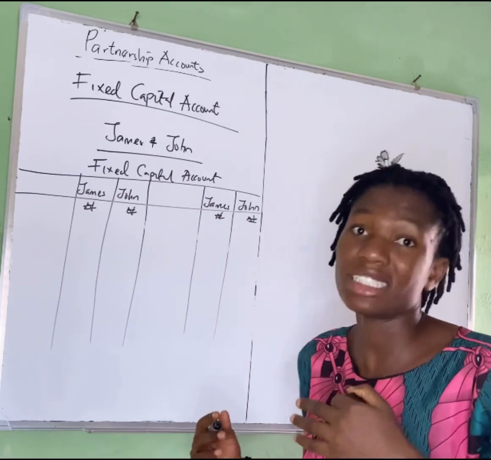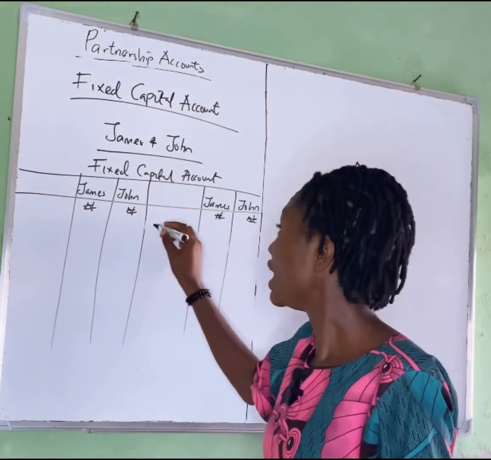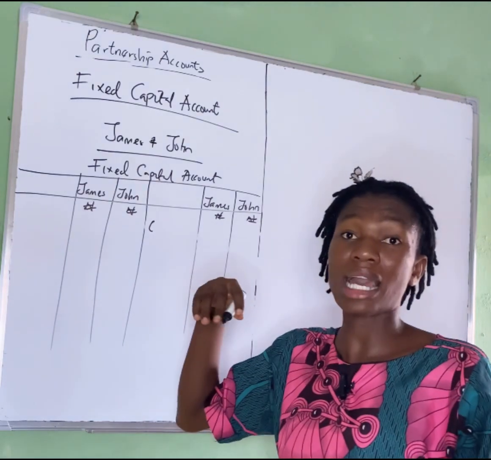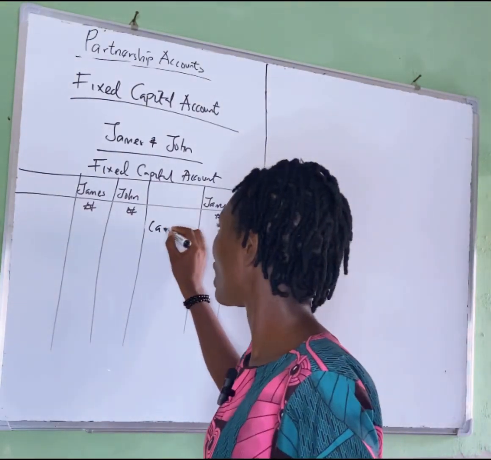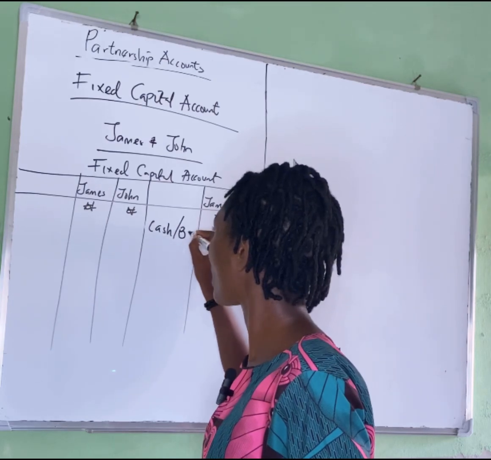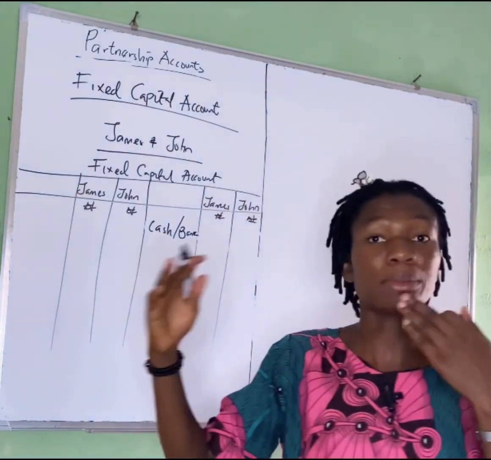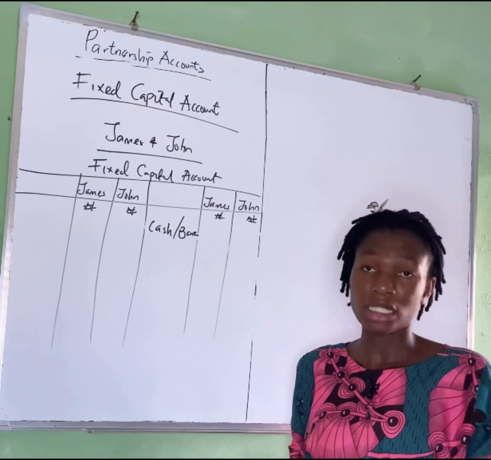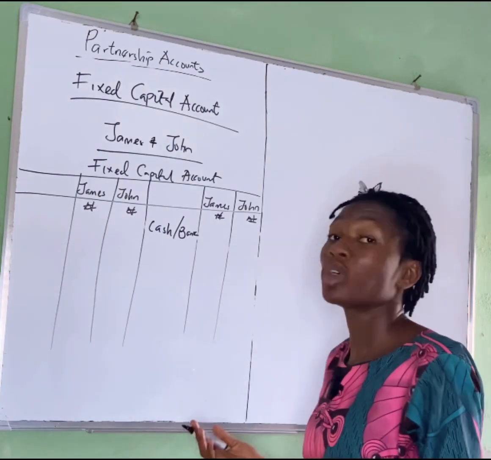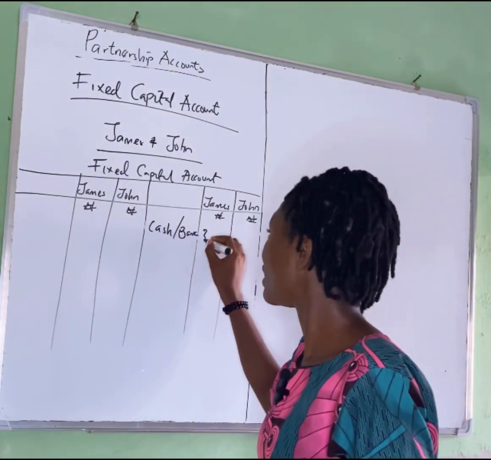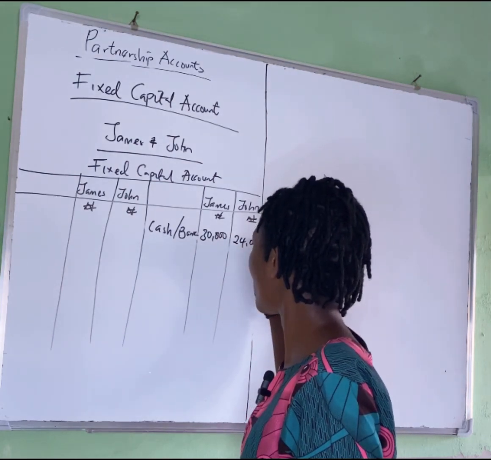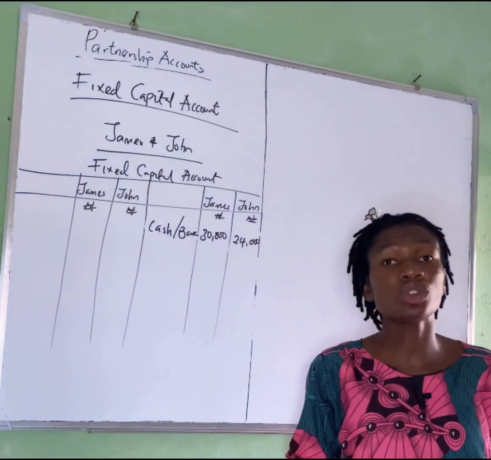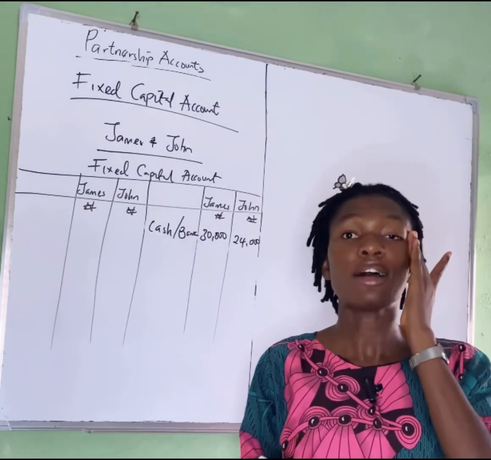Nevertheless, since information was not given, we can choose: if it was cash, then we'll be debiting our cash account. If it came in the bank, then we'll be debiting our bank account. So either cash or bank, depending on whether it came in as cash or as a transfer to the bank account. For James we have 30,000 naira, and for John we have 24,000 naira. This is the money that was introduced into the business as capital for the year.